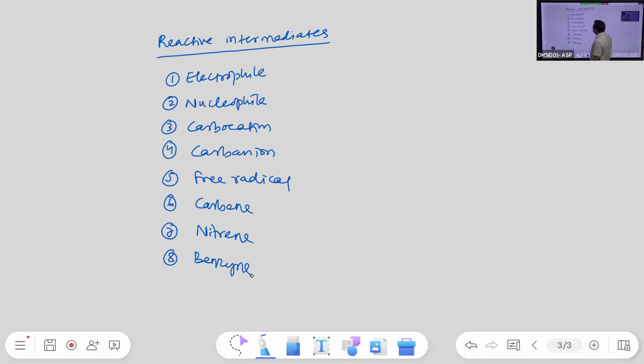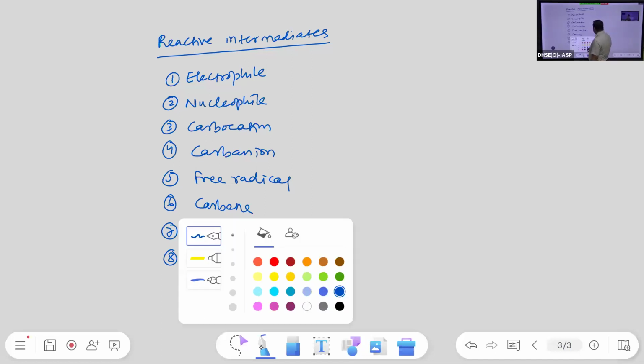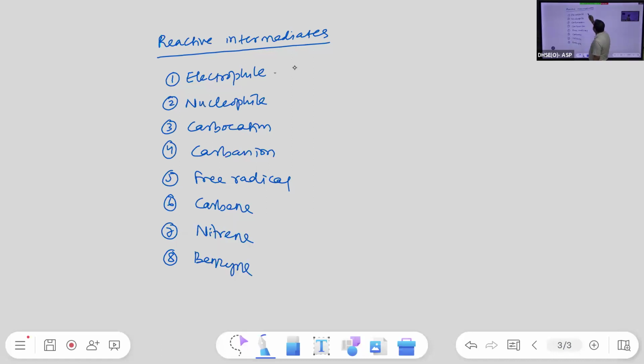Electrophile, as the name indicates, electron plus philicity, that is attraction towards electron. So if any species has attraction towards the electron, then what will be the charge associated with it? It can have either positive charge or a positive charge center.